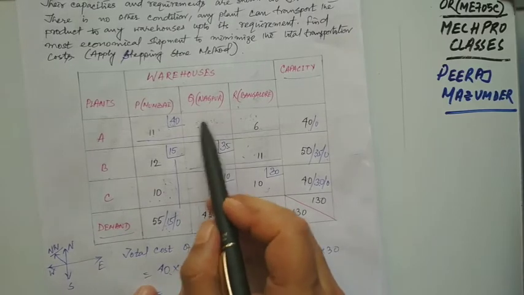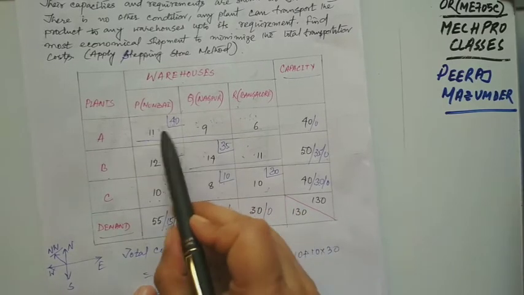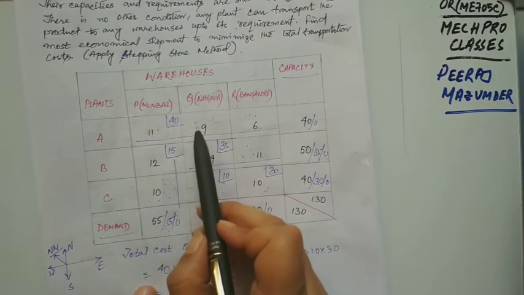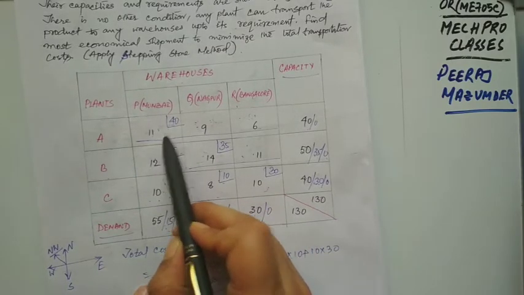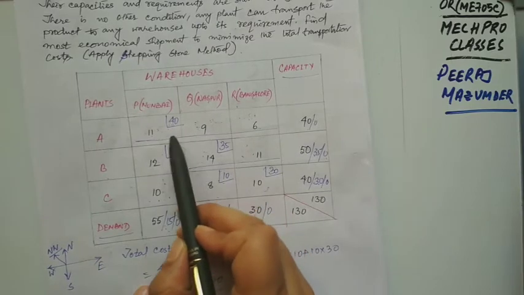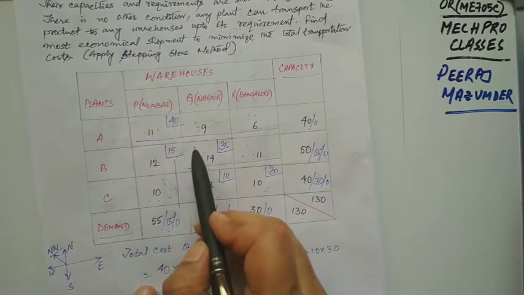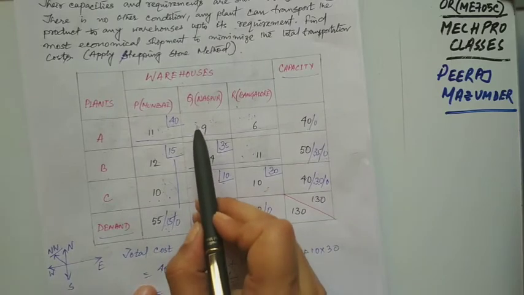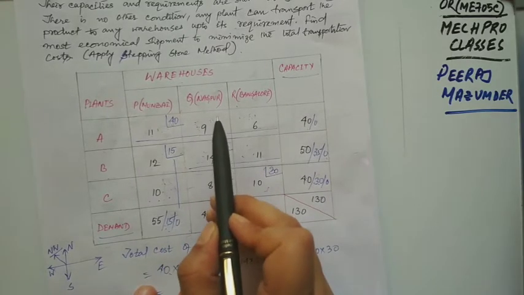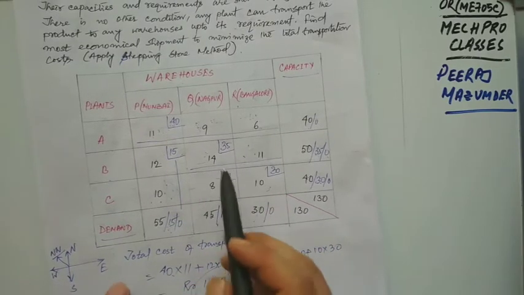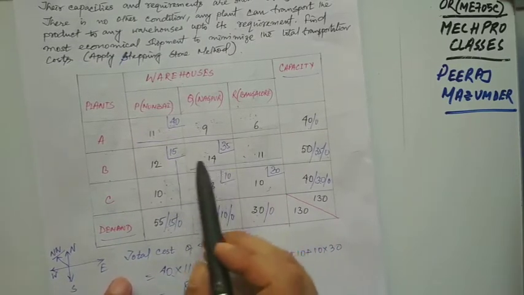Now, after making a closed loop, alternate plus and minus signs, starting from plus. Alternate plus and minus signs have to be assigned on the closed path, starting with a plus sign in the selected water square. Now I will construct the loops.